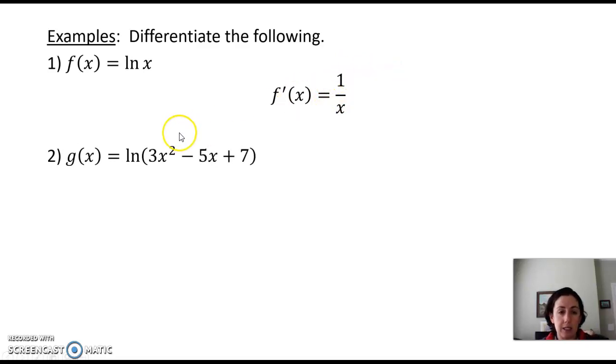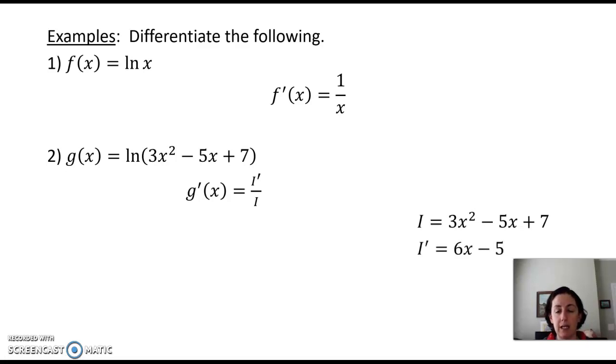All right, here, if we were going to take the derivative of the natural log of 3x squared minus 5x plus 7, we're taking the natural log of an inside function. This whole thing here is my inside function. I can call that I. Then I can use my 4 basic derivative rules to take the derivative of I to get 6x minus 5. The derivative of g will be the derivative of the inside function over the inside function. I have the inside function, I have the derivative of the inside function, plug them in, and I get the derivative as 6x minus 5 over 3x squared minus 5x plus 7.